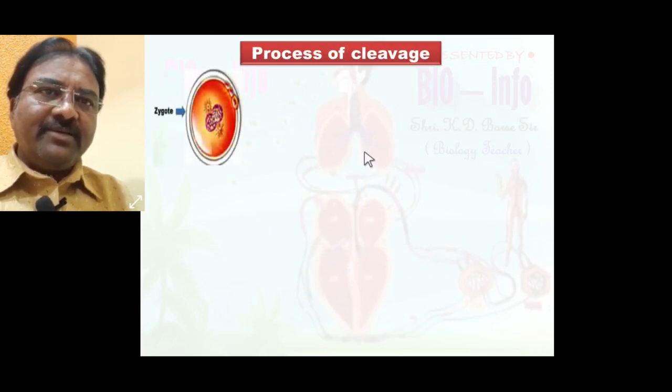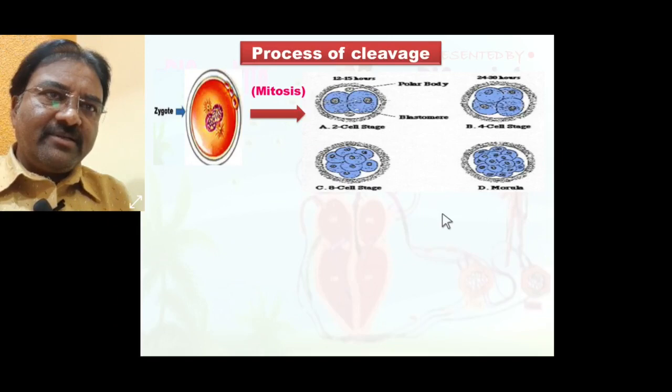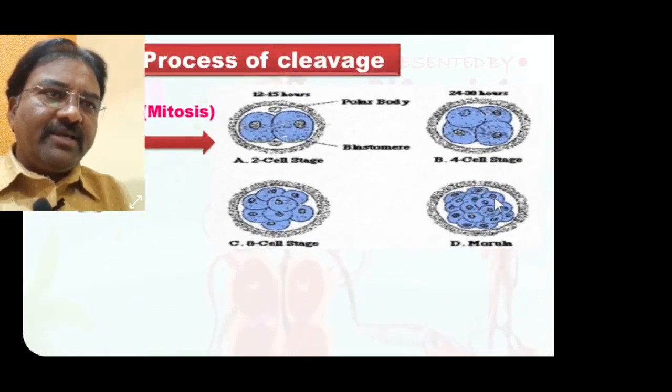The zygote undergoes mitotic division to form the 2-cell stage, which undergoes mitosis to form the 4-cell stage, then the 8-cell stage, and then the 16-cell or 32-cell stage called the morula. Each cleavage cell is called a blastomere. The morula is a solid ball-like structure.